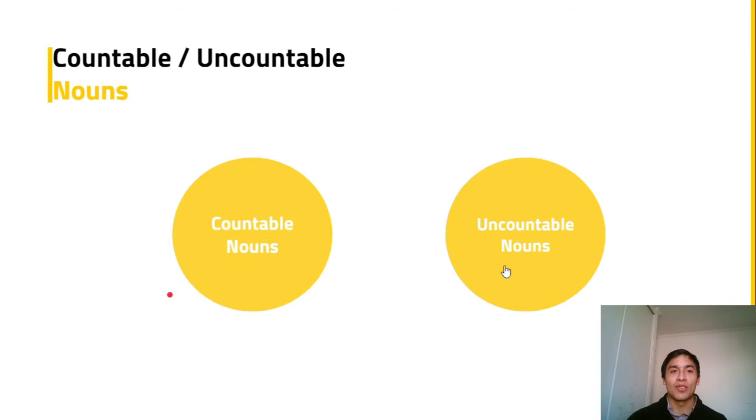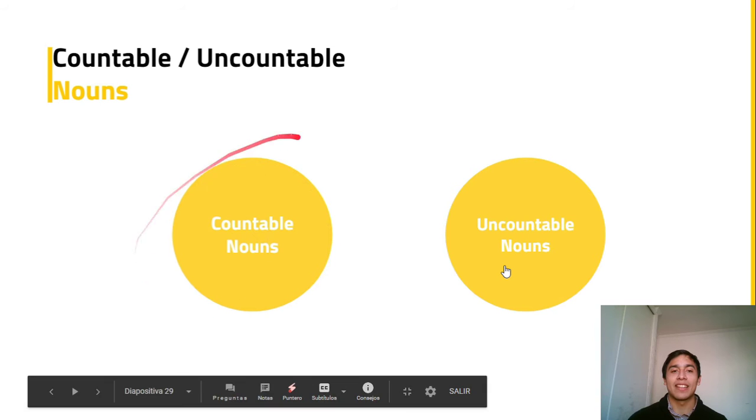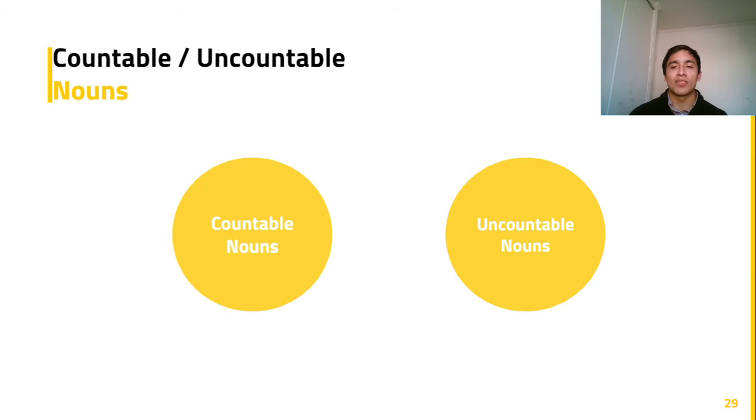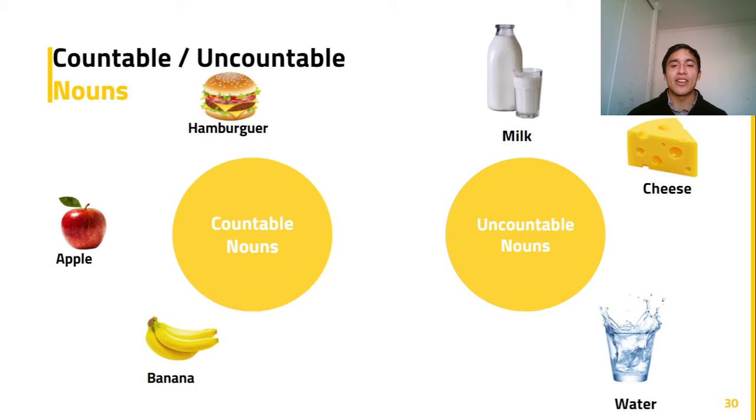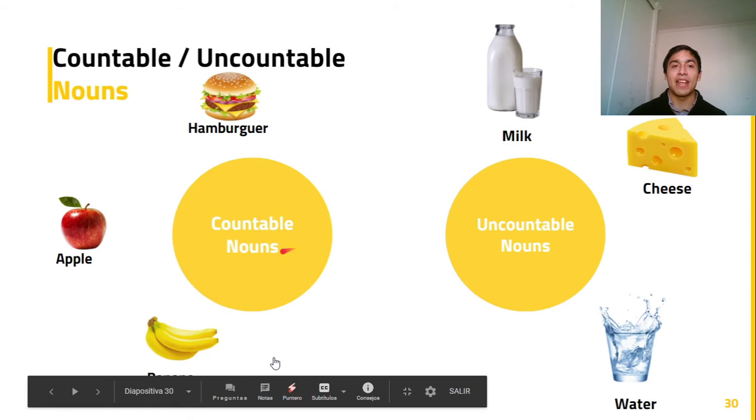Alright? So there are some words we can count with numbers and some others that cannot be counted with numbers, right? For example here, countable nouns, hamburger, apple, banana, right? I can count them. However, milk, cheese, or water cannot be counted. I cannot say 1 cheese, 2 cheese, okay?